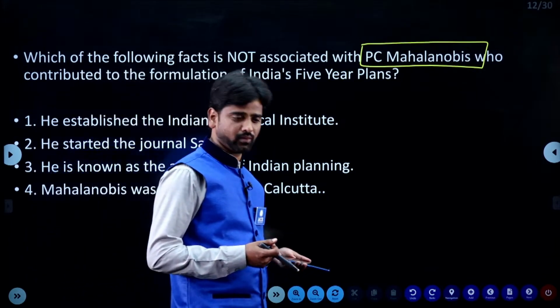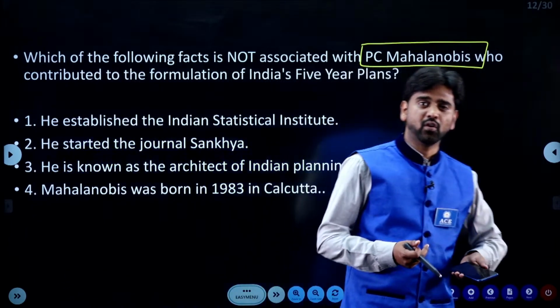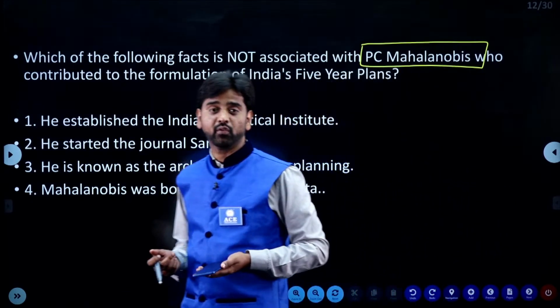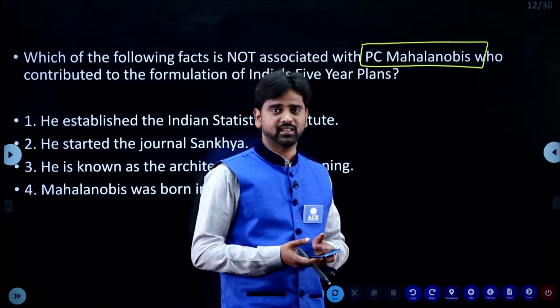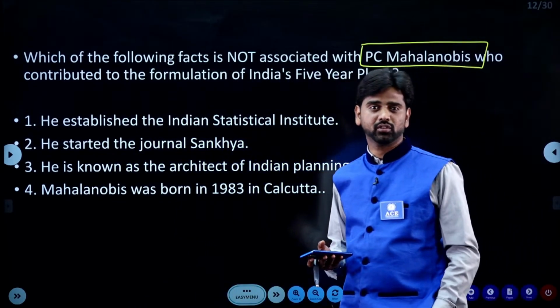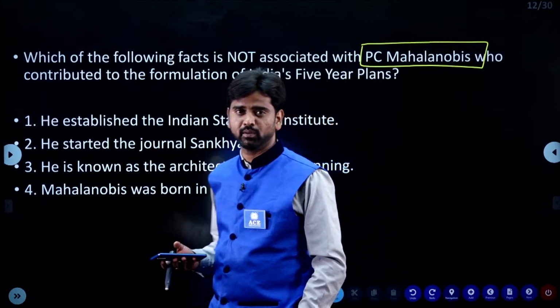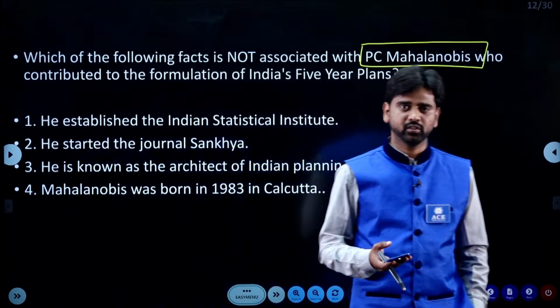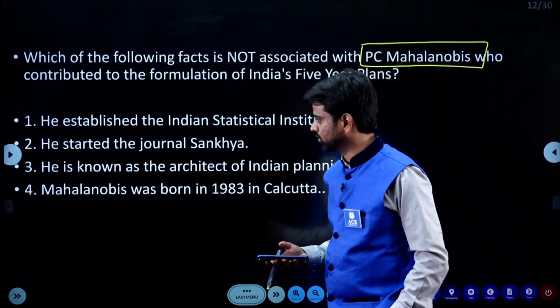So, who is Prashant Chandra Mahalanobis? He is known as the father of Indian statistics, and he established the ISI, Indian Statistical Institute, in Calcutta. Of course, later it was moved to New Delhi. It's a secondary thing, guys. So, make sure that he is known as the father of Indian statistics.